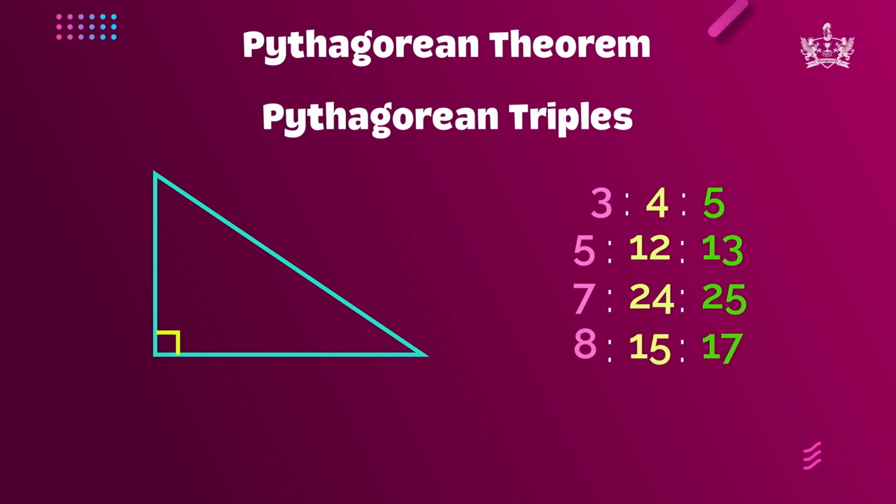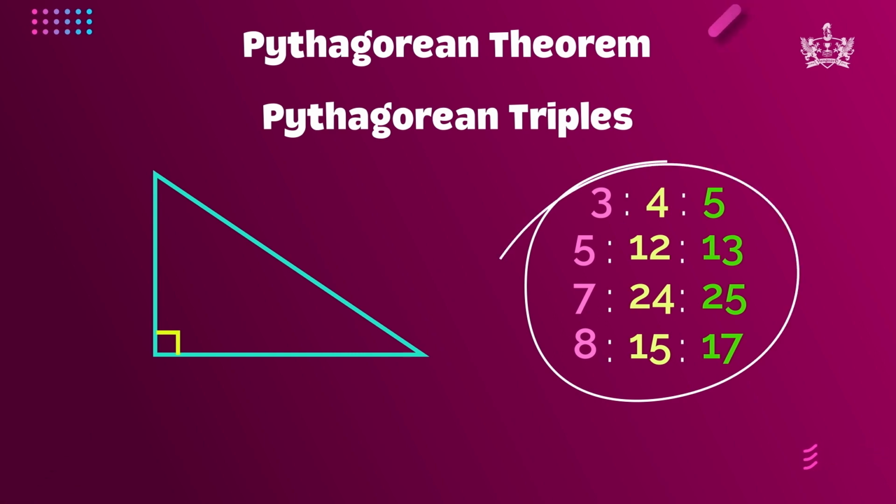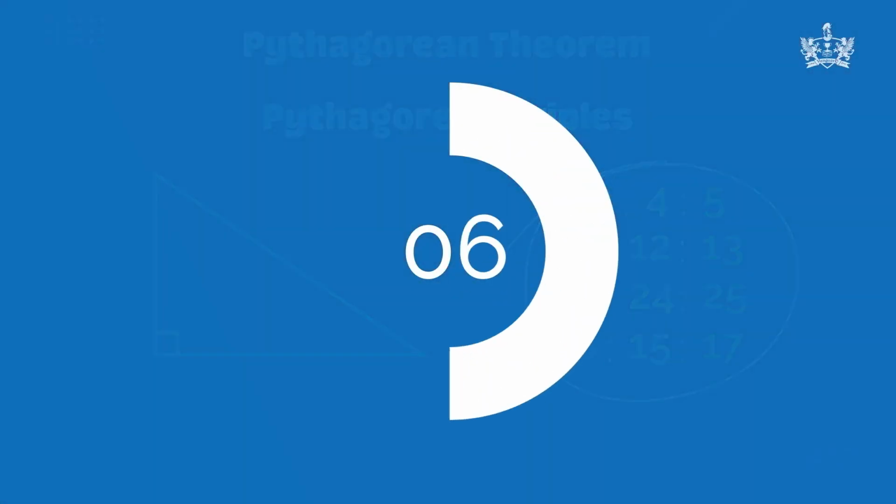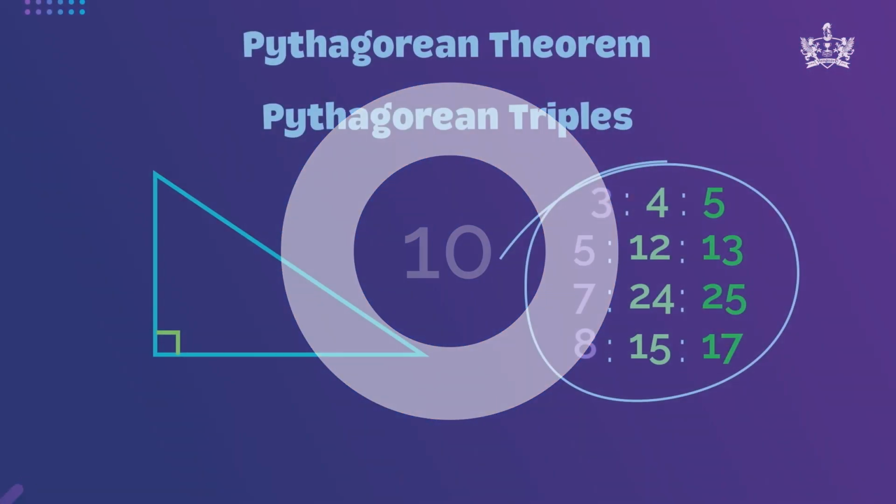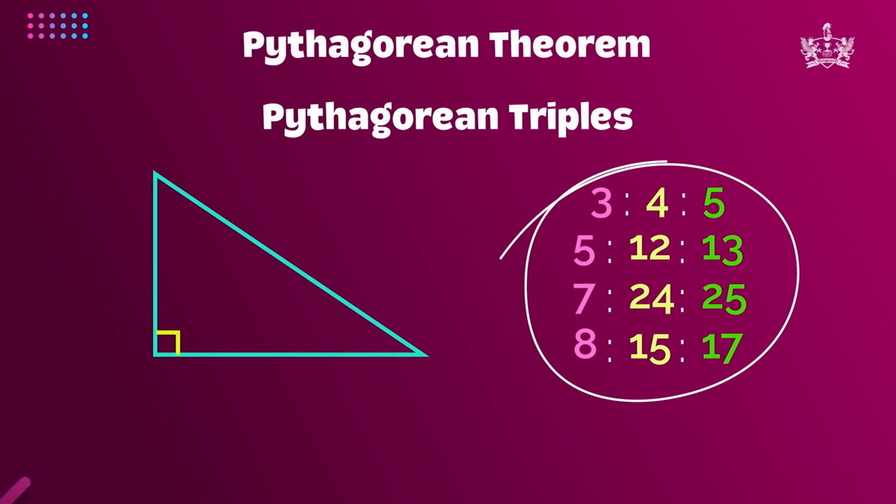I'm going to need you to memorize these, for reals. If you memorize these, you may be able to solve a geometry problem in 10 seconds, as opposed to spending minutes using the Pythagorean theorem.